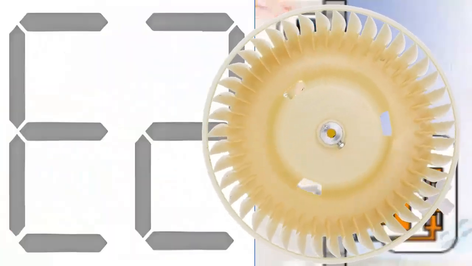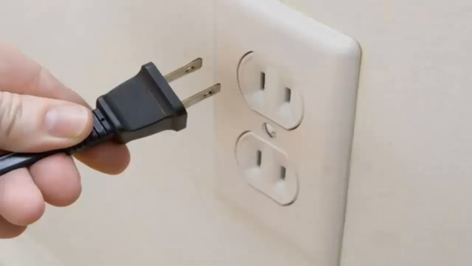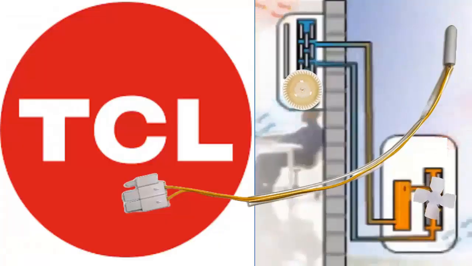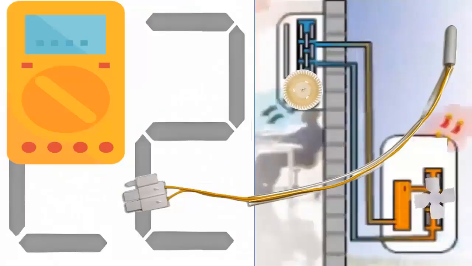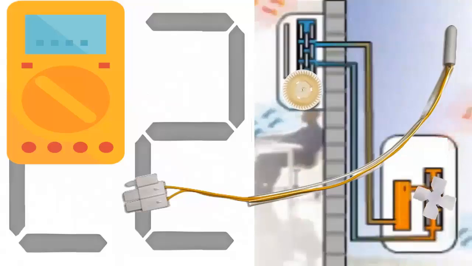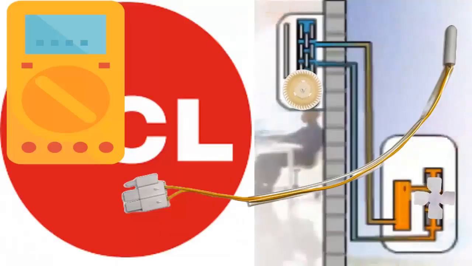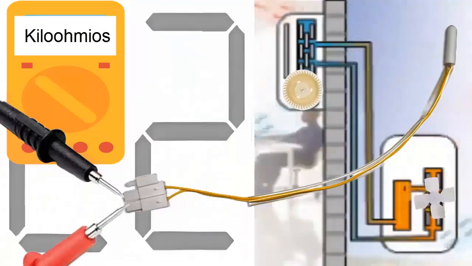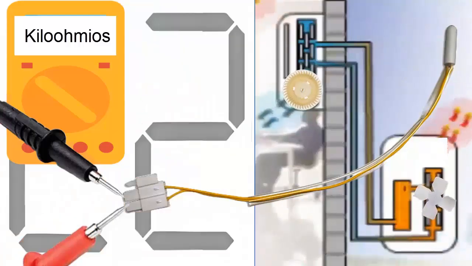5. With the unit turned off, disconnect the well sensor. Use a multimeter to measure the temperature sensor's resistance. 6. Set the multimeter to the kiloohm scale and place the multimeter probes on the temperature sensor's connection pins to measure its resistance. The value displayed on the multimeter should never be 0 or infinite. If it is, replace the temperature sensor.